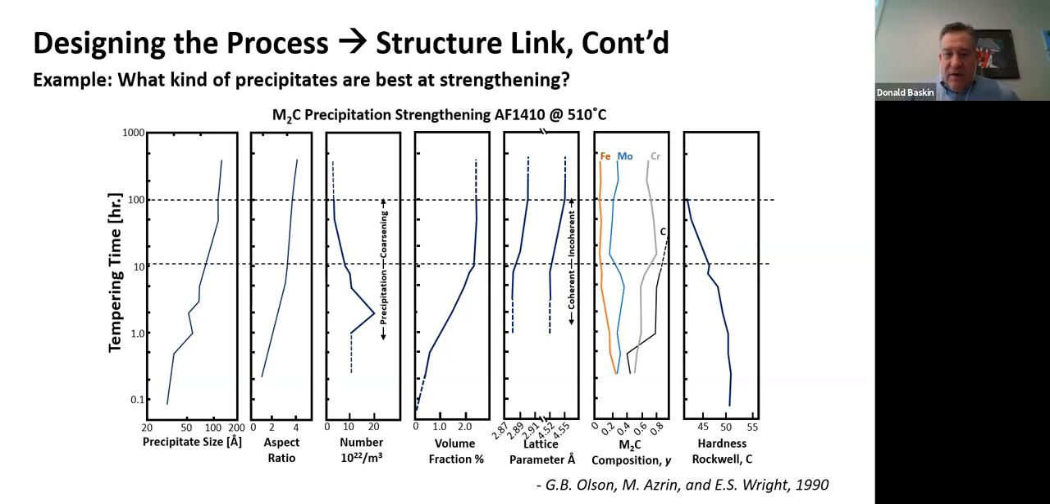Also, as you increase the time, the number of particles initially goes up, but then with too much time and too much heat, they actually begin to decrease in number. This is a process called Ostwald ripening. Have you guys ever heard this term before, Ostwald ripening?